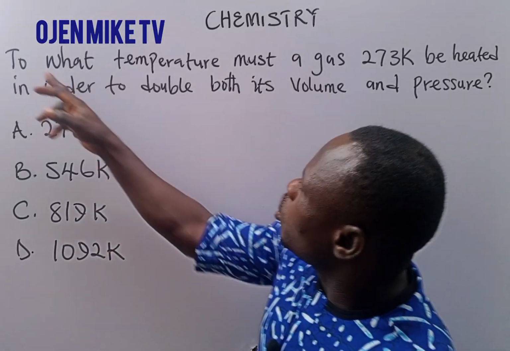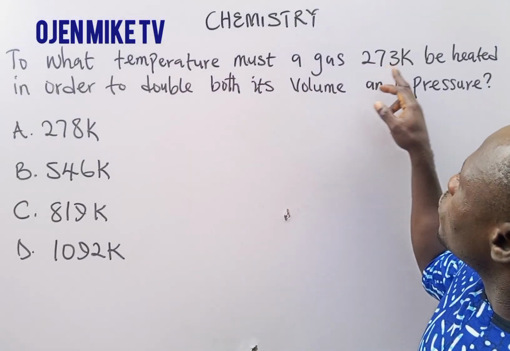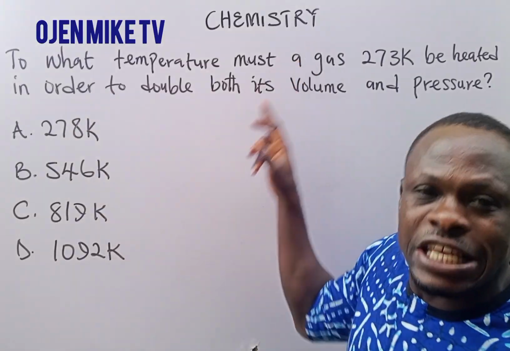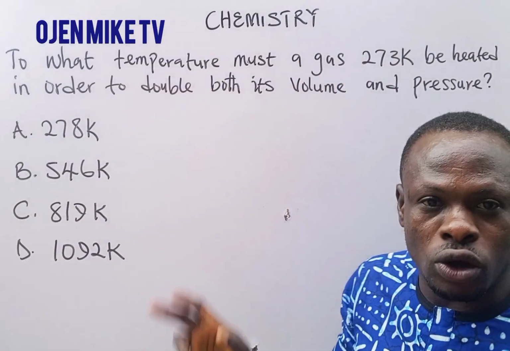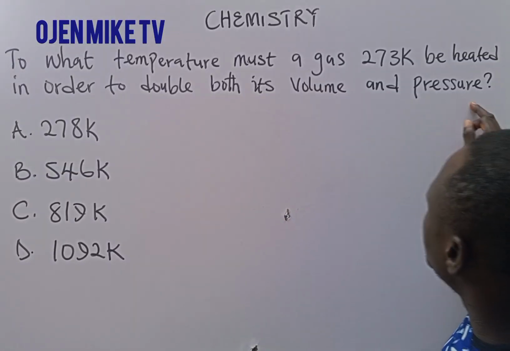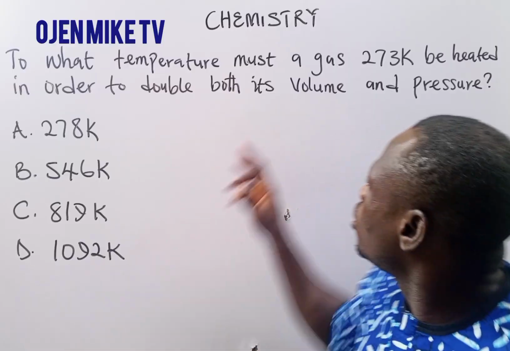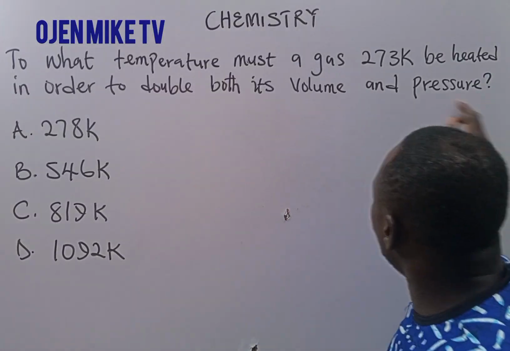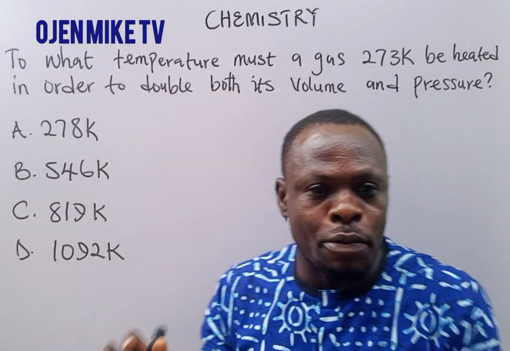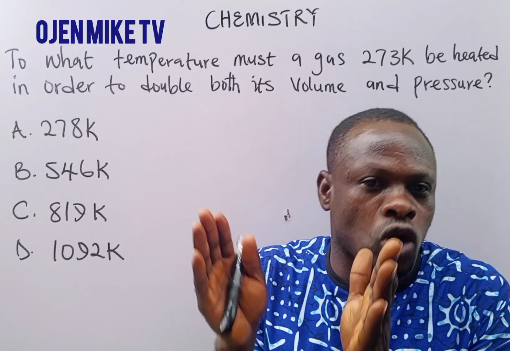This question we are asked: to what temperature must a gas at 273 K be heated in order to double both its volume and pressure? There are three major things being given: volume, pressure, and temperature. So we use the general gas equation, which combines both Boyle's law and Charles' law together.